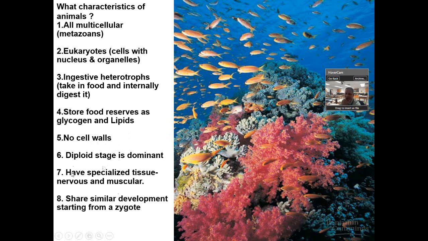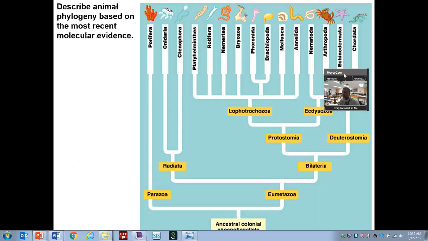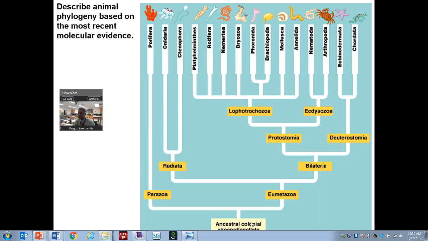Dominant diploid, specialized tissue. This is the key thing. And how do they get that specialized tissue, and how, starting from a zygote? So let's go in here, right? So I'm going to come back to this one. You see the ancestral, you see these different phylums.